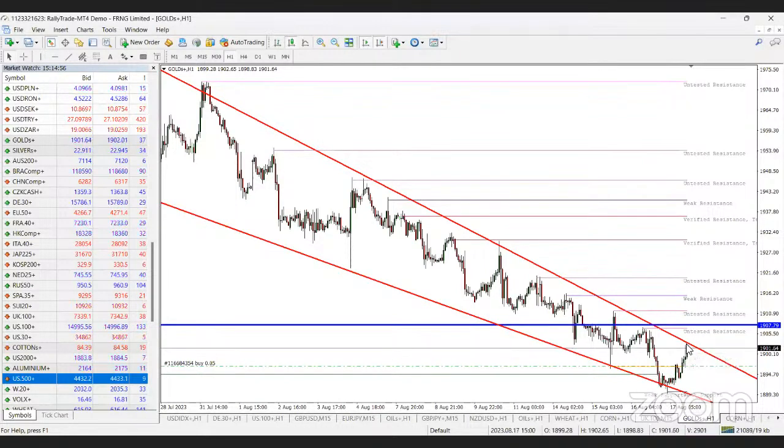Okay, from here, gold pushed up. I have a buy on gold, but I'll likely want to come out of this because of the fact that it has approached my trend line.